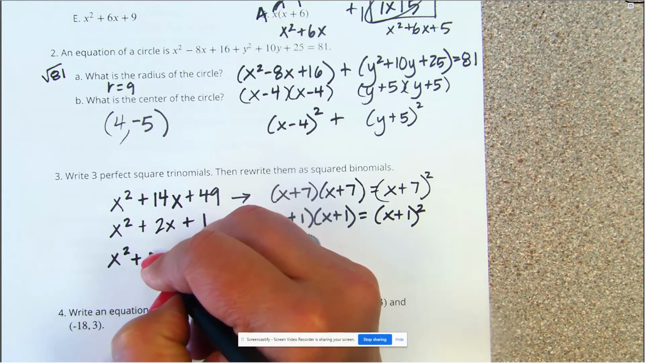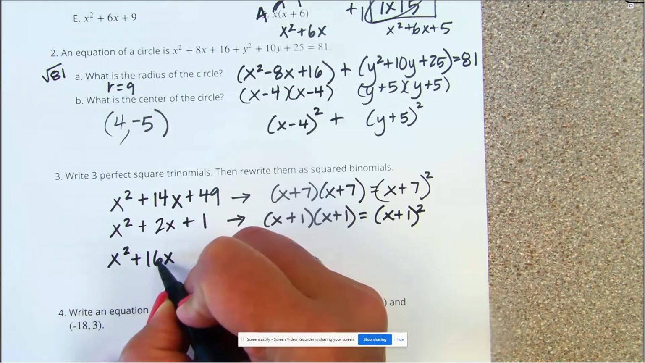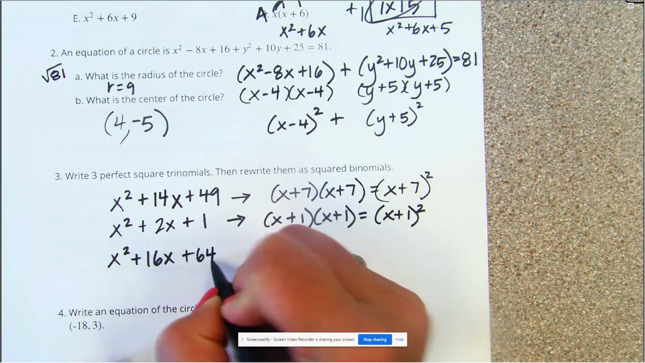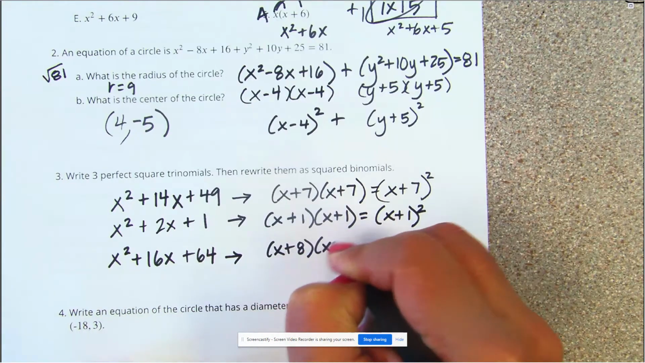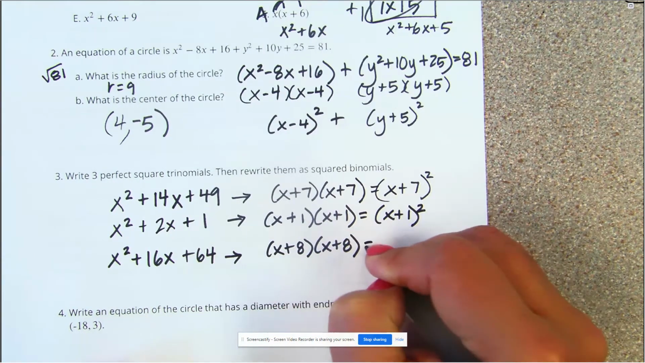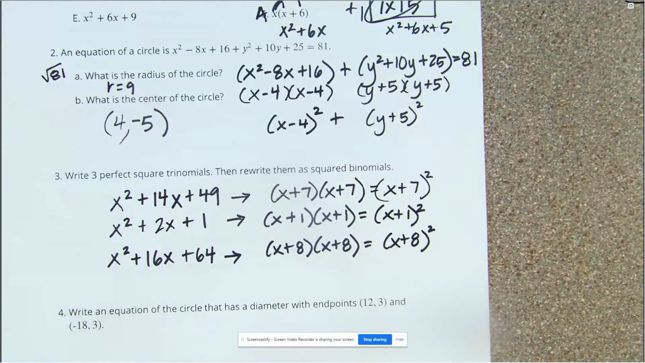You can do anything you want. Let's do 16x. What's half of 16? 8. What's 8 times 8? 64. So this would be x plus 8 times x plus 8, or x plus 8 squared.